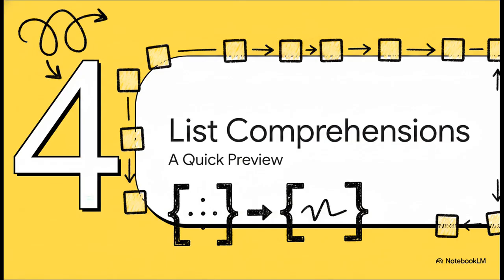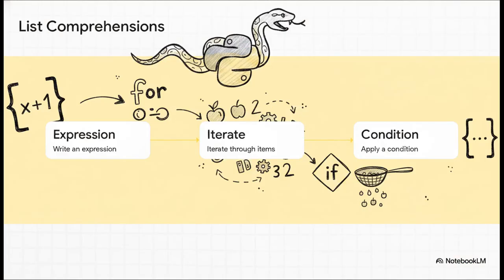Okay, Section 4. A quick preview of list comprehensions. Now that we've tackled how to modify existing lists, let's look at advanced Pythonic list creation. A list comprehension lets you build a brand new list in a single, elegant line of code. No clunky multi-line for loops required. It just breaks down into 3 logical steps: an expression, a loop through your items, and an optional filter condition.